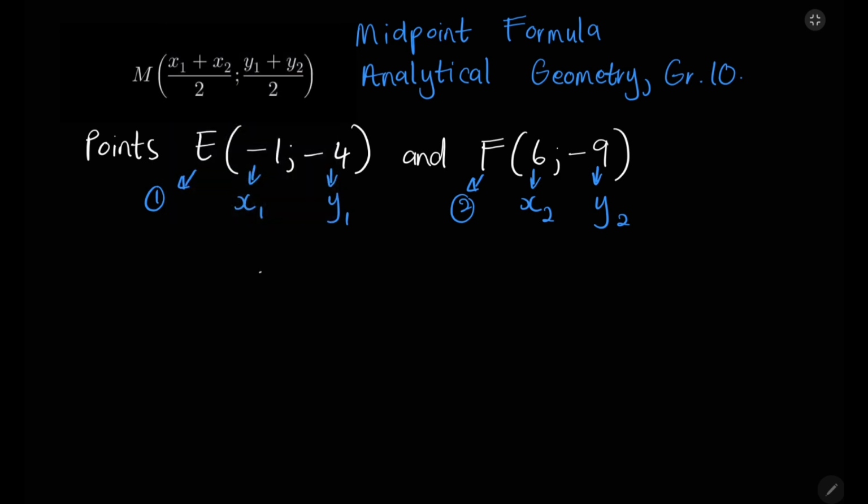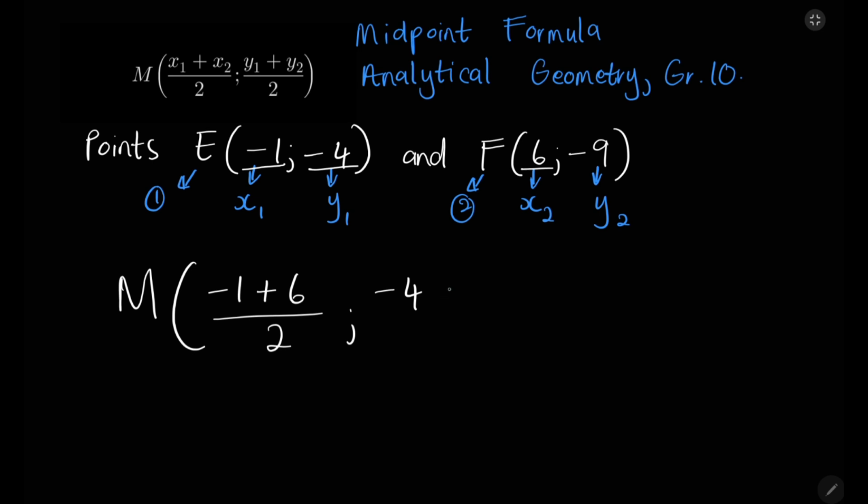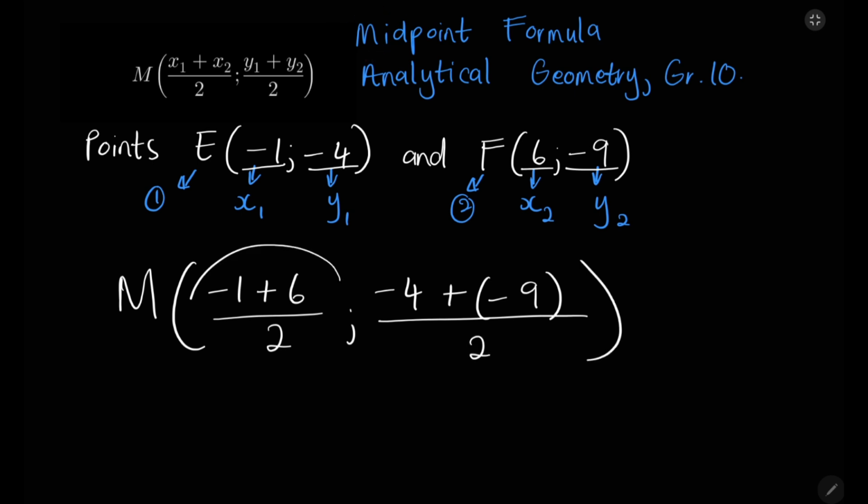Now let's substitute into our formula. We have M, x1, your x1 is negative 1, plus x2, which is 6, all over 2. We also have y1, there's a y1, negative 4 plus we have y2, which is negative 9. Let's put it in a bracket all over 2. Now punch this in a calculator. You will get a fraction which is 5 over 2.